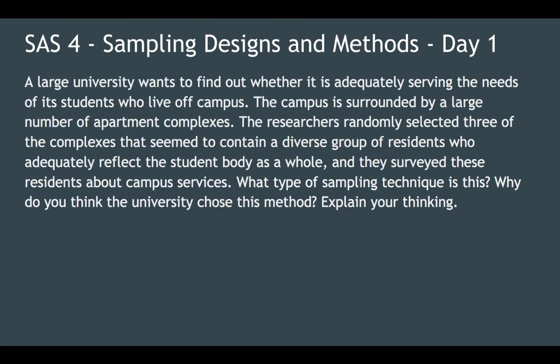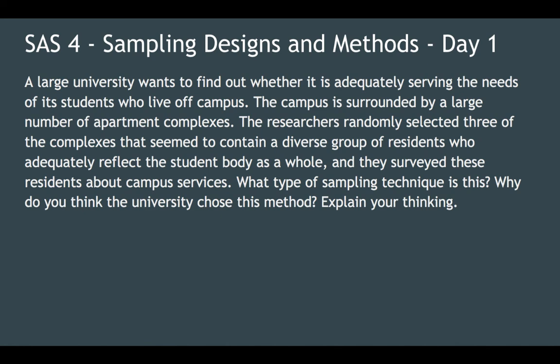All right, a large university wants to find out whether it is adequately serving the needs of the students who live off campus. So it's surrounded by a large number of apartment complexes. The researchers randomly select 3 of the complexes that seem to contain a diverse group of residents who adequately reflect the student body as a whole, and they survey these residents about campus services. Now, what type of sampling technique is this, and why do you think the university chose this method?